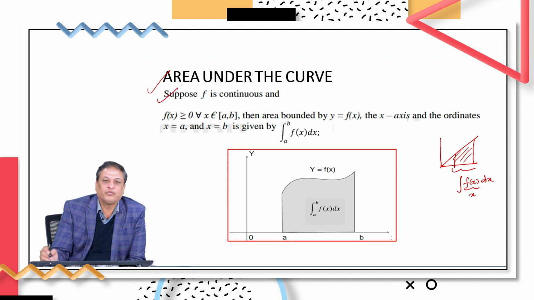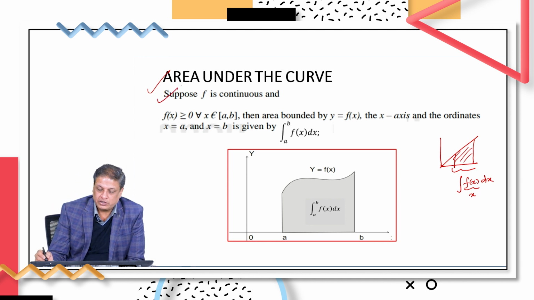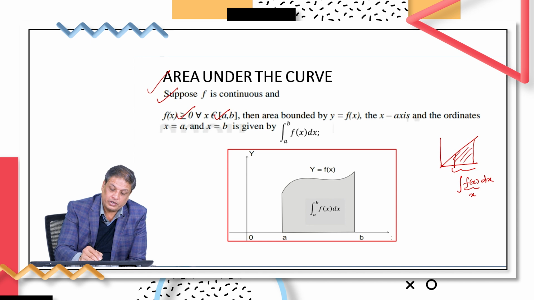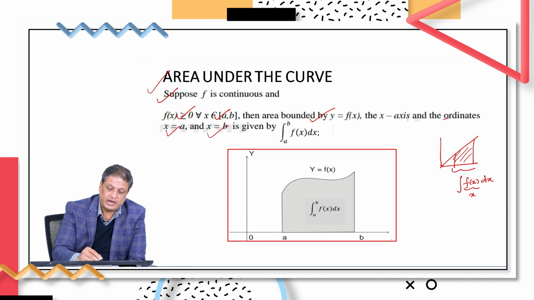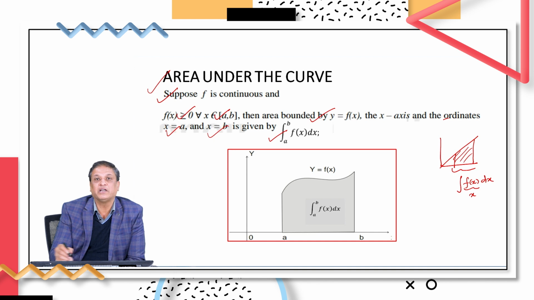So we need to formally state what is the area under the curve. Suppose f is continuous and fx is greater than or equal to 0 for all values of x belonging to the interval a b, then the area bounded by the function y is equal to fx and the x-axis, that is the ordinates between x equal to a and x equal to b, is given by the integral from a to b of fx dx, which is represented over here in the figure.